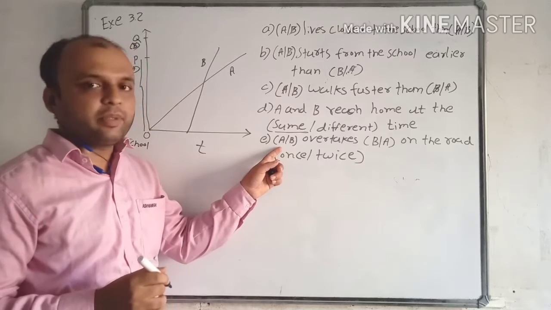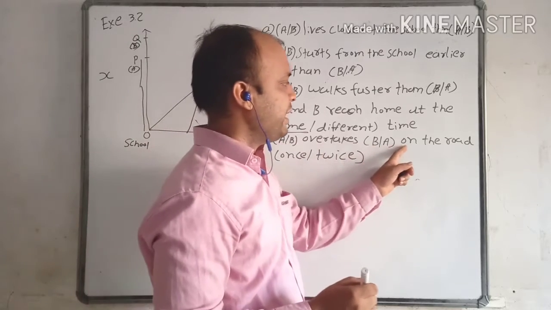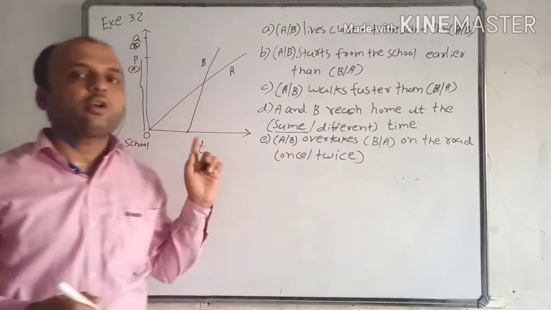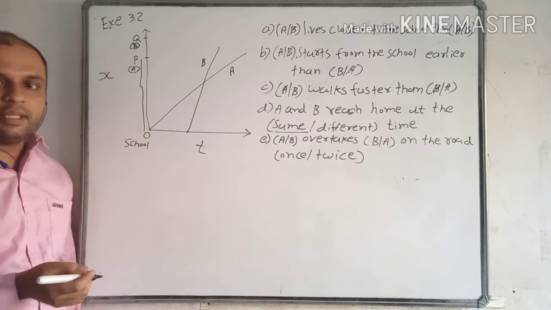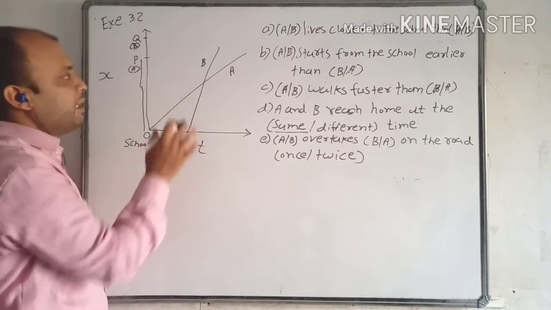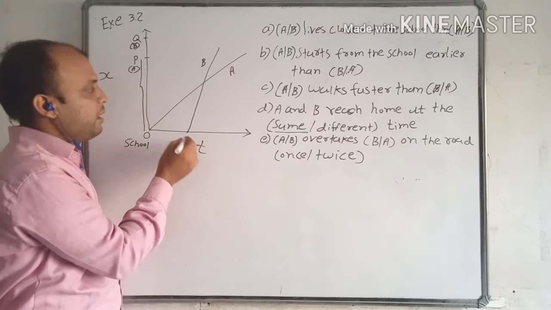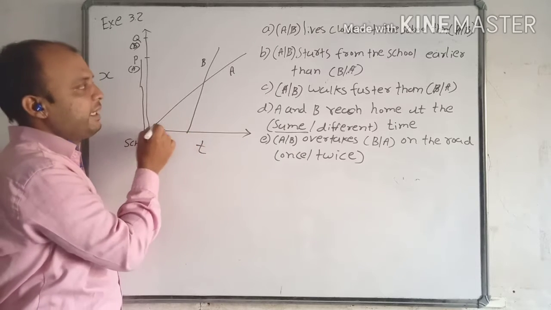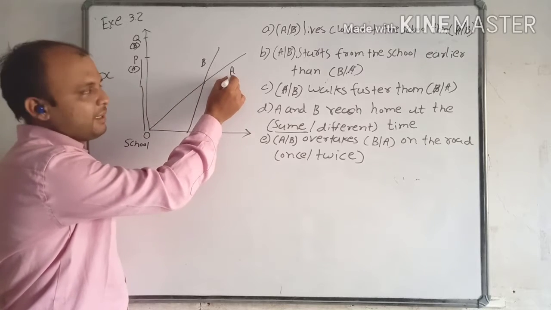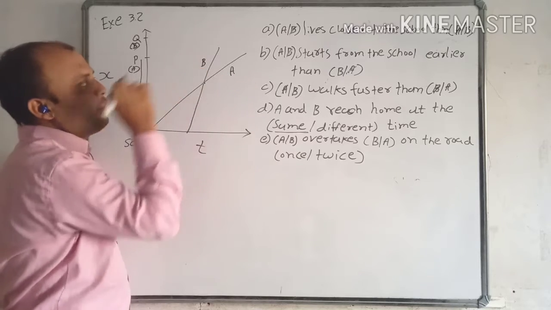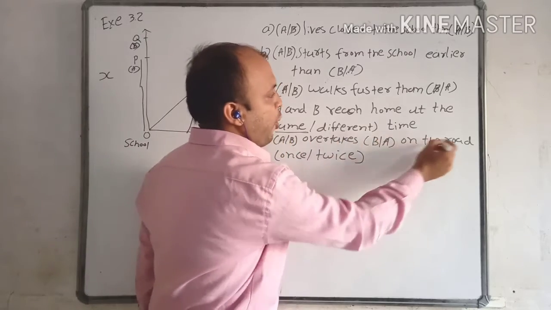In the fifth condition, A or B overtakes the other on the road once or twice. According to the graph, we can see that B starts later than A, but at the intersection B crosses A. So we can say that B overtakes A on the road.